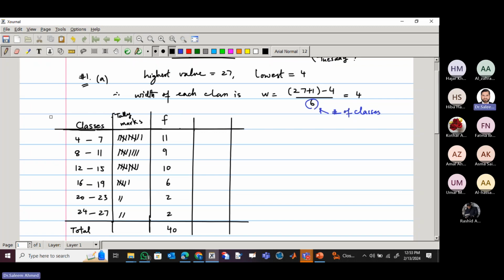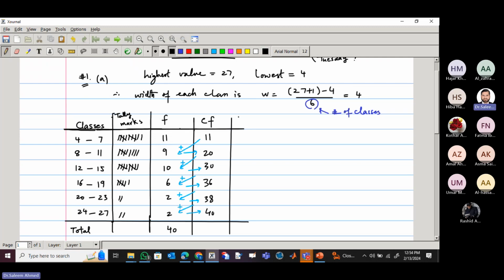Clear the mess. So cumulative frequency is CF. So 11, and then we add plus 9, 20, plus 10, 30, plus 6, 36, 38, and 40, right? So what we did, we added 11 here, plus 9, wrote it here. Then we added plus 10, wrote it here, right? Then we add this, wrote it here. Add plus 2, wrote it here. Add plus 2 and write it here.